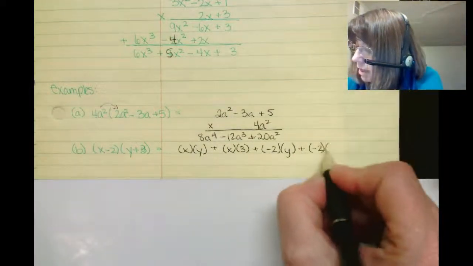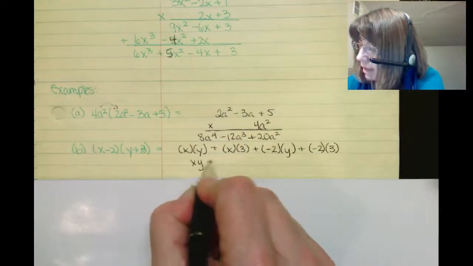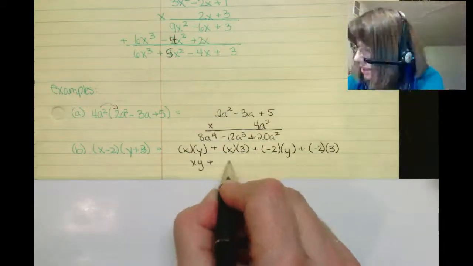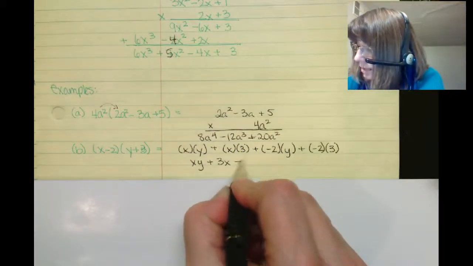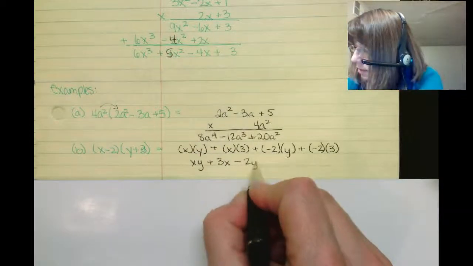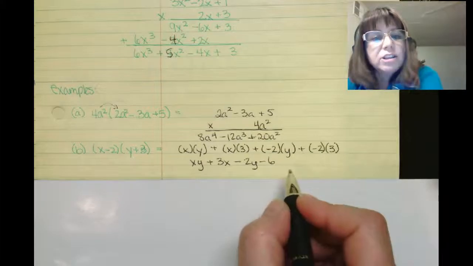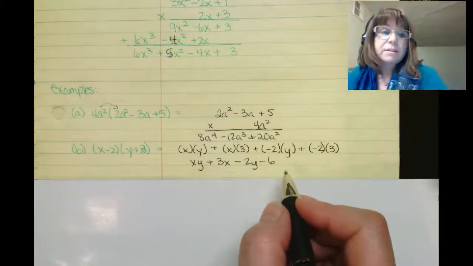Negative 2 times 3. So x times y gives me xy, plus x times 3 is 3x, plus, or in this case negative, 2y. And then negative 2 times 3 is negative 6. I have no like terms to combine, so I'm done.